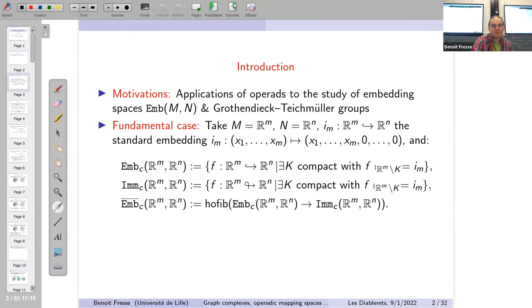in this talk, I will mainly deal with the following fundamental case where I take M to be the Euclidean space R^m and N to be the Euclidean space R^n. And then I consider I_m, the standard embedding of R^m into R^n given by sending R^m to the first m coordinates of R^n. And then I consider the space, which I'm going to denote by Emb_c(R^m, R^n), the space of smooth embeddings of R^m into R^n.